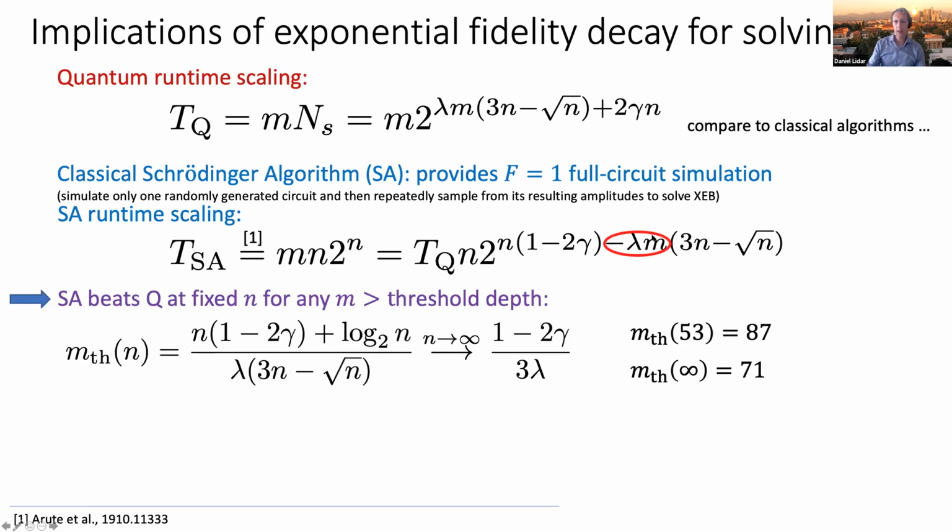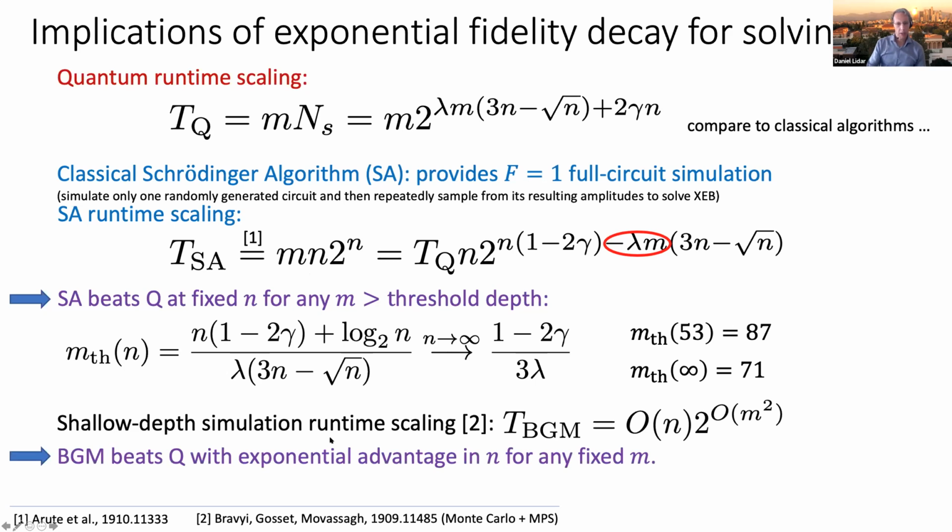The factor of m in the exponential, which shows up in the quantum case but not in the Schrodinger algorithm case, means that the Schrodinger algorithm is going to beat the quantum algorithm at fixed n for any m larger than some threshold depth, which you can back out from here. So this is what you get for the threshold depth. At 53 qubits, you find that the Schrodinger algorithm is going to win for any circuit whose number of cycles is 87 or higher. And in fact, if you take the limit, it happens already at a number of cycles equal to 71. Any m larger than that, Schrodinger wins. So that's one algorithm, which is very good for small n and arbitrarily large m.